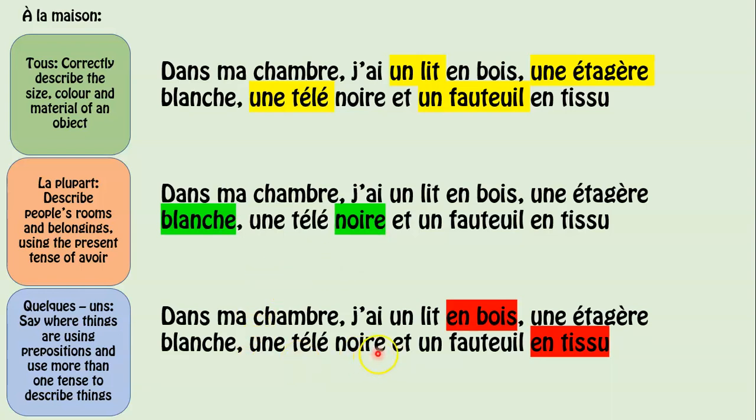Et dans ma chambre, j'ai un lit en bois, une étagère blanche, une télé noire et un fauteuil en tissu. Think again about what these are, what type of words they are, what class, where they come in relation to the noun. Are they before? Are they after? What do they mean? Why are they there?